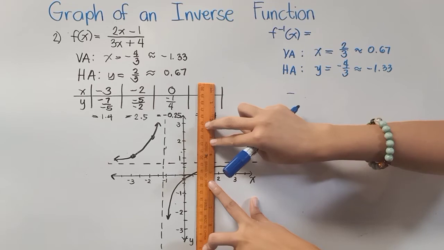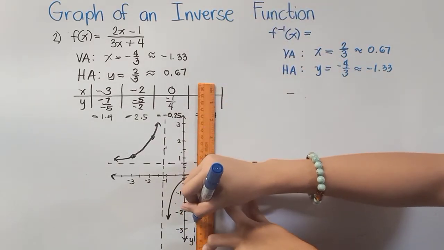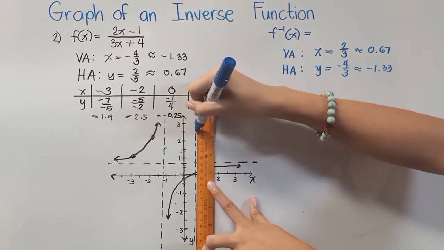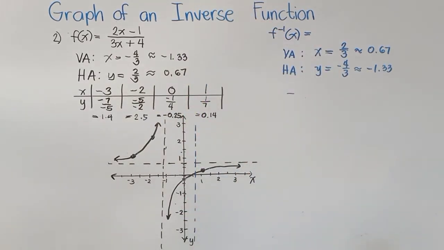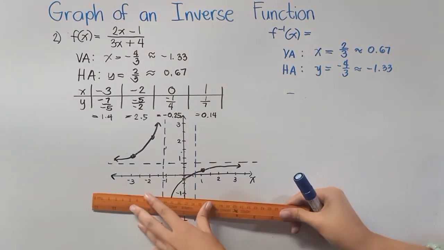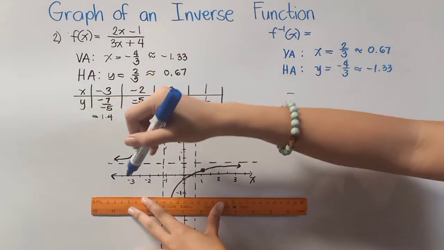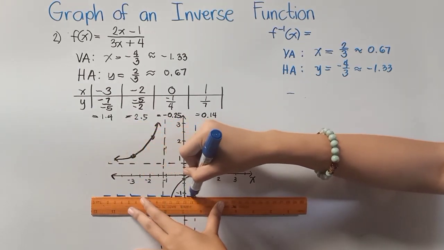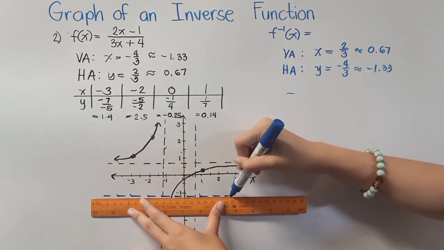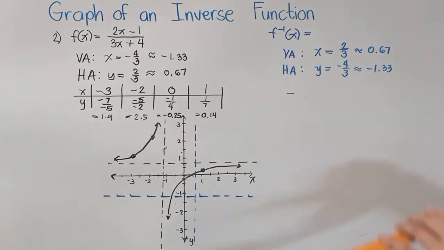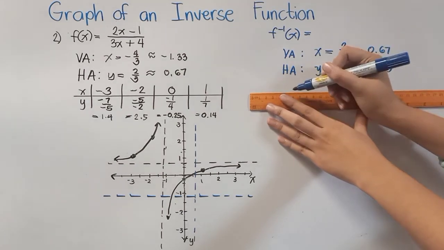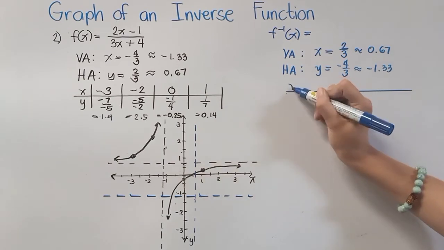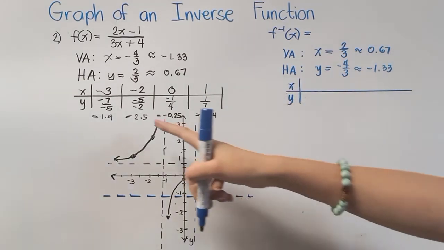So we will simply create a line that touches that point. I am using a blue pen right now so that we won't be having confusions later on. Next, our horizontal asymptote is a line that touches negative 4/3 in the y-axis. So it's this line. Let us now proceed on our table of values. Remember that if it's the graph of the inverse, we will simply interchange our x and y values.